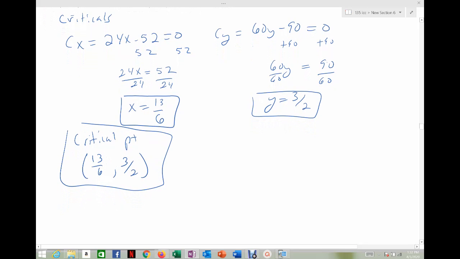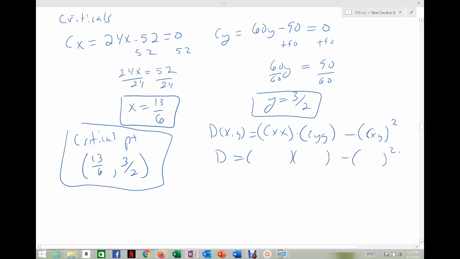Now I want to figure out, is that critical value a maximum, a minimum, or a saddle point? And so I need my D formula. Remember, the D formula is the second derivative with respect to x times the second derivative with respect to y, minus the mixed derivative, don't forget to square it. In a simple case like this, my second derivatives are actually all numbers.